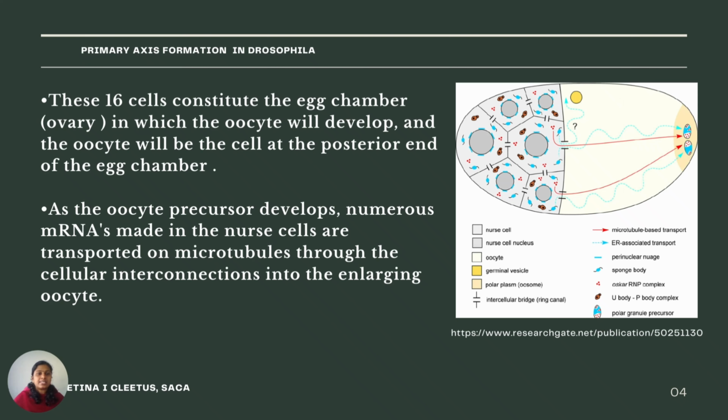These 16 cells constitute the egg chamber in which the oocyte will develop. The oocyte will be the cell at the posterior end of the egg chamber. As the oocyte precursor develops, numerous mRNAs in the nerve cells are transported on microtubules through the interconnections into the enlarging oocyte.